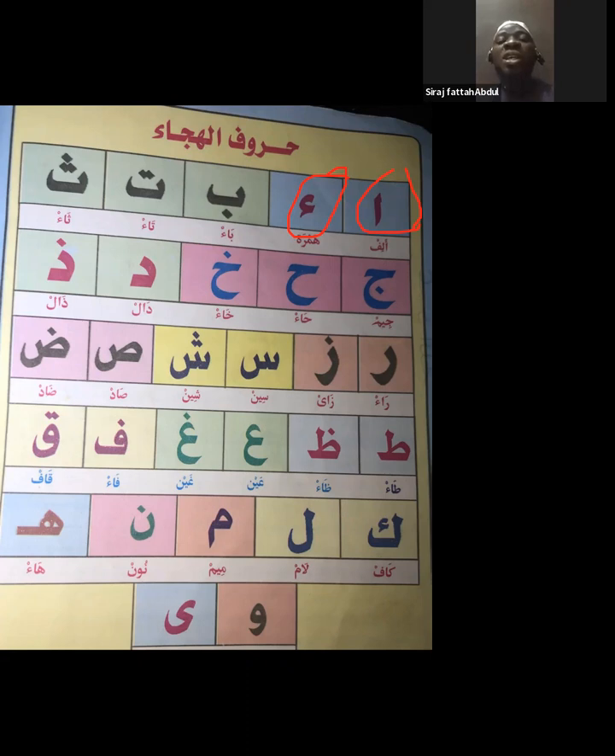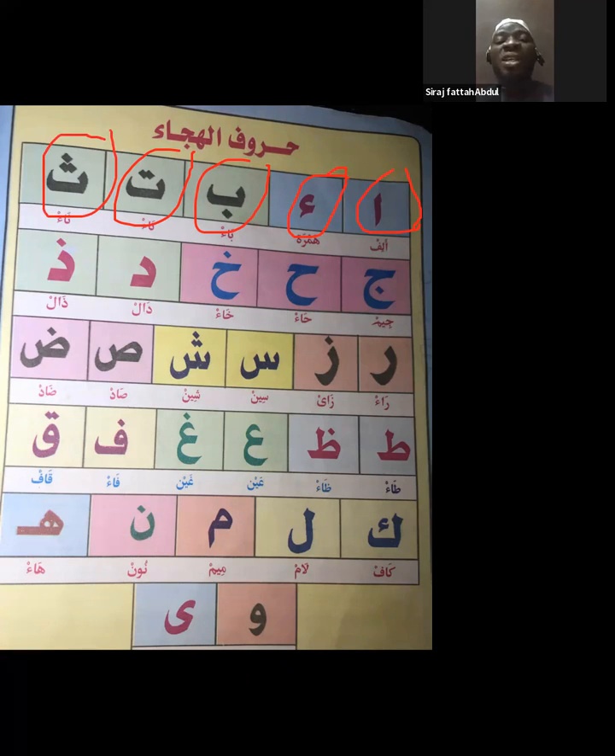The second letter here is Ba. So Ba, Ba, Ba. This Ba is followed by Ta, Ta, Ta, and it is followed by Tha, Tha, Tha.